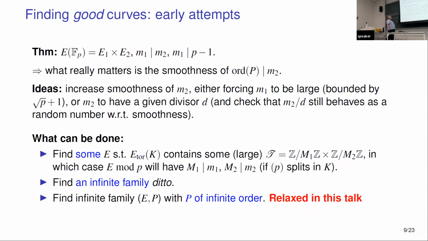Okay. So what can we do to find good elliptic curves? I have to define what good means and why they should exist. So there is this theorem that tells you that the structure of an elliptic curve over a finite field is a product of two cyclic subgroups, isomorphic to Z/M1 times Z/M2, with the order M1 dividing M2, the second number of points, and also p minus 1. And this is a consequence of the Weil pairing.